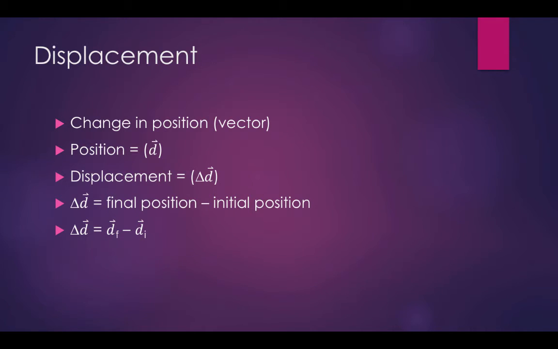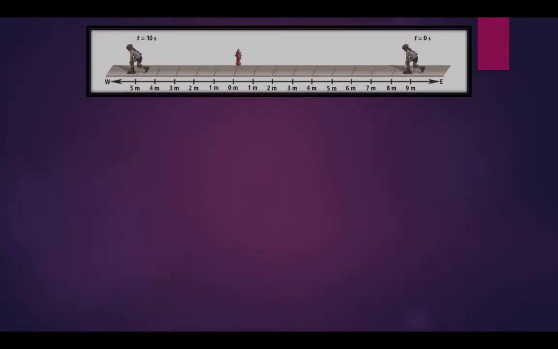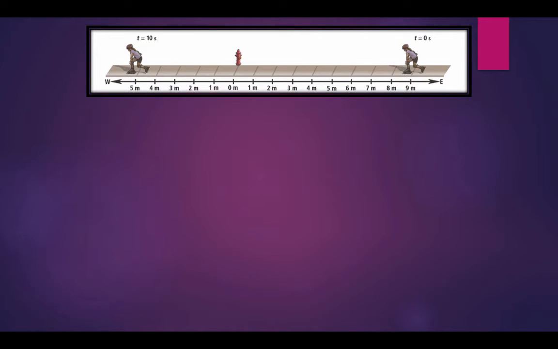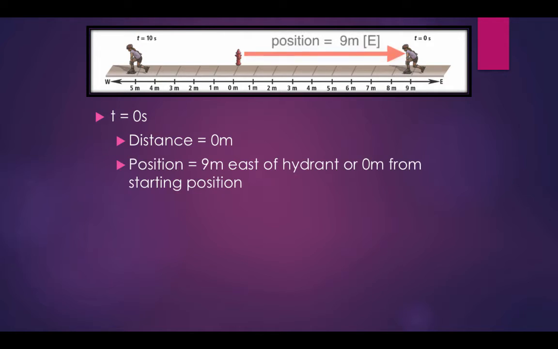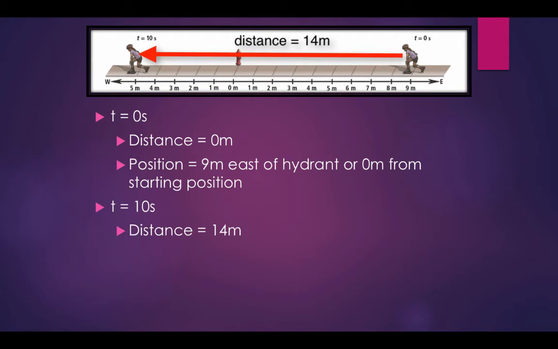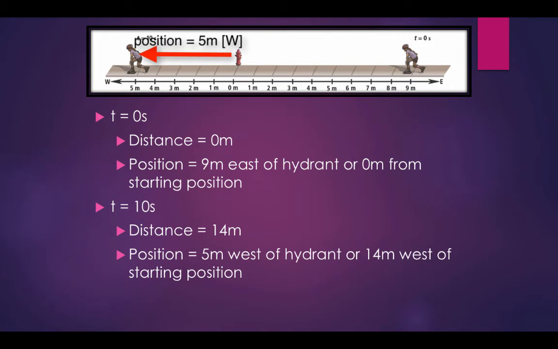Let's look at this example of the girl rollerblading. Please note the reference point or the origin is not her starting point. At time 0, the distance traveled is 0 meters. Her position is 9 meters east of the hydrant, or 0 meters from her starting position. At 10 seconds, she has traveled a distance of 14 meters. Her position now is 5 meters west of the hydrant, or 14 meters west of the starting position.